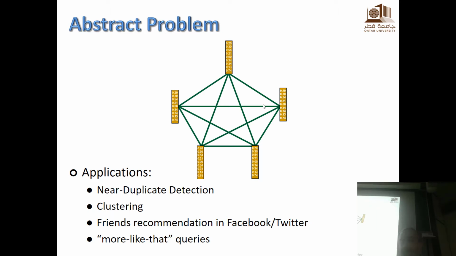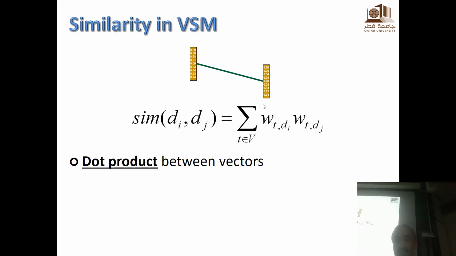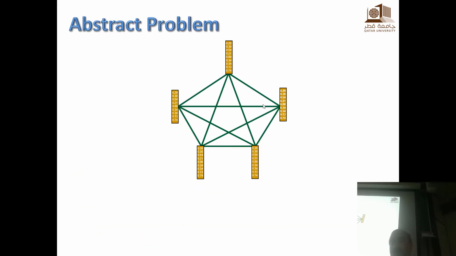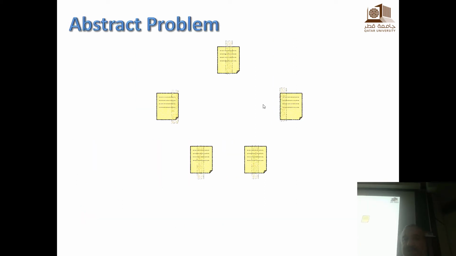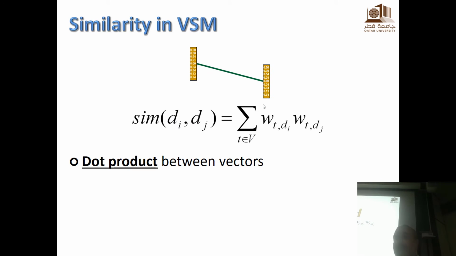Okay, and there are many applications to that problem. Now, how can we compute similarities in vector space? We call the model in which we represent every document as a vector the vector space model. In VSM, the similarity is computed by the dot product between the vectors.